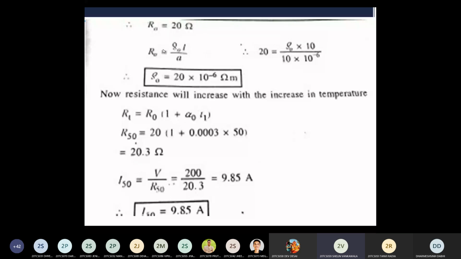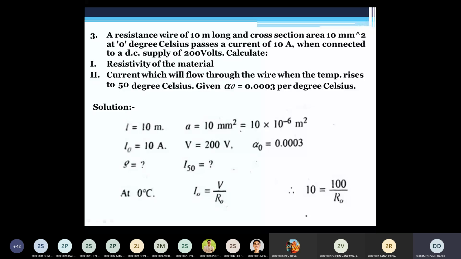Sir, current will be 9.85 ampere? Okay, sorry. Yes, you already get this. All of you get the first answer, 20 into 10 raised to minus 6. First you find out the resistance R0. How to find out? First calculate the value of R0.